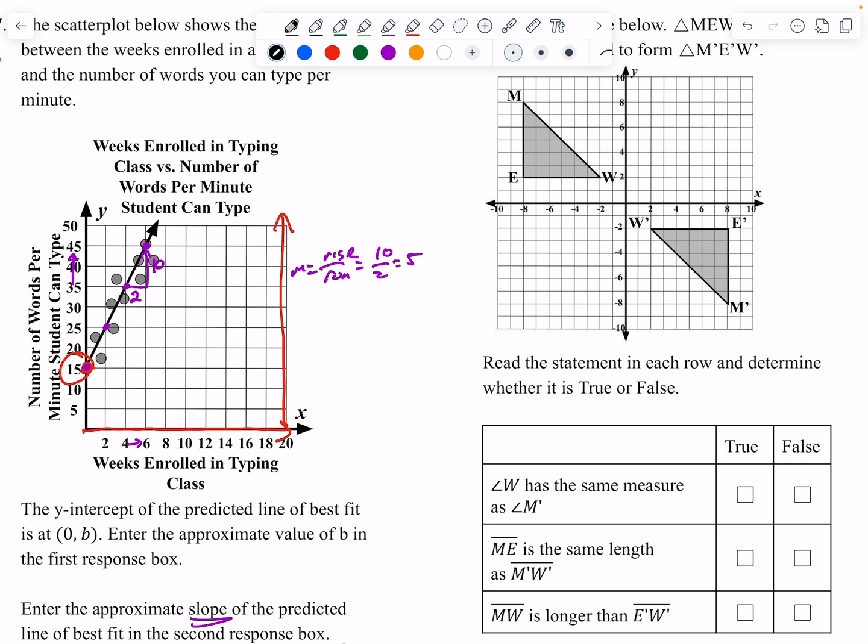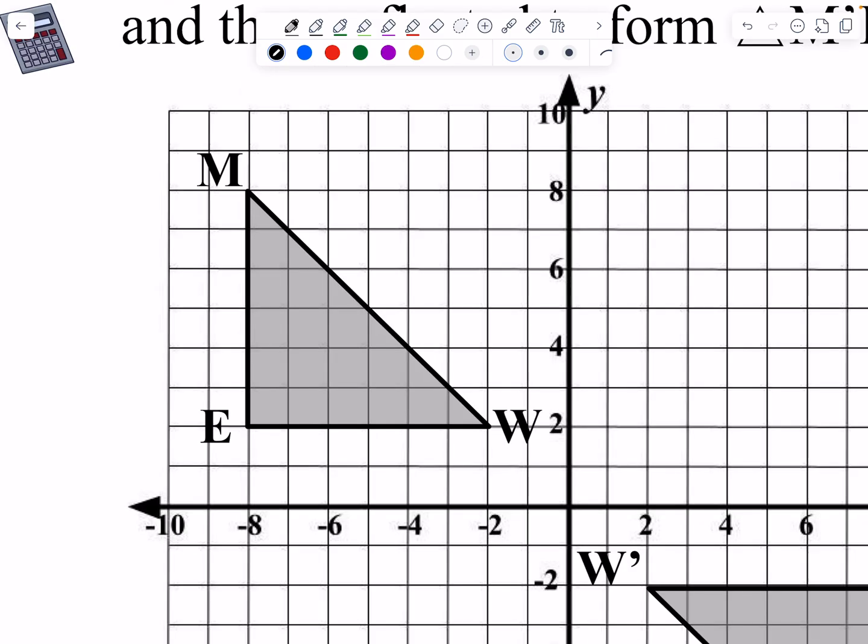ME is the same length as MW. They're all different letters. Why would they do that? Let's look at the original. Okay, let's see what they tried to do here. So 1, 2, 3, 4, 5, 6. 1, 2, 3, 4, 5, 6. Oh, look. It's a right triangle.